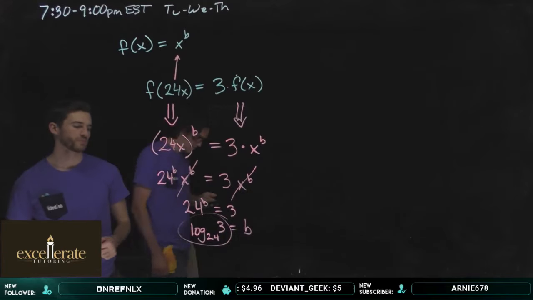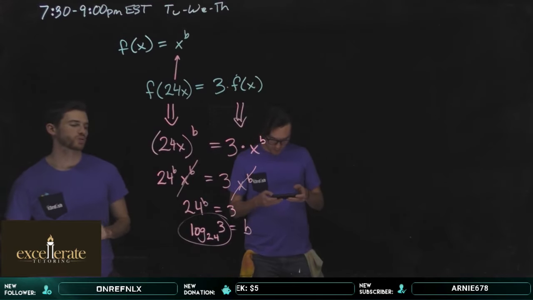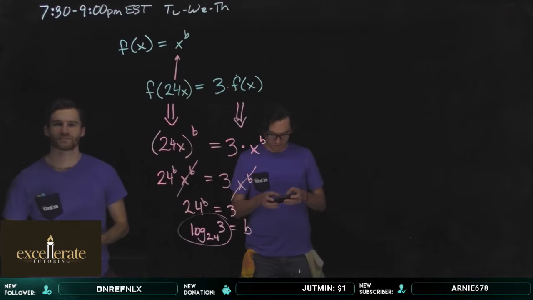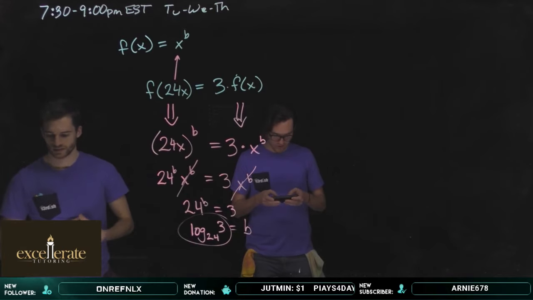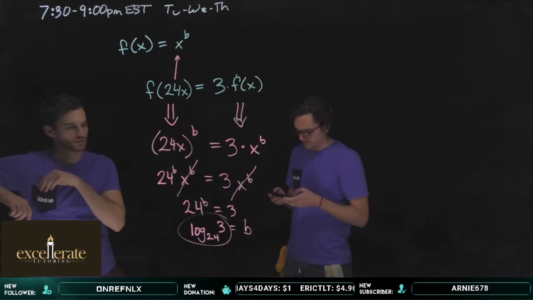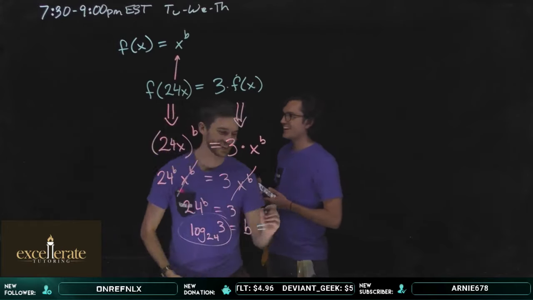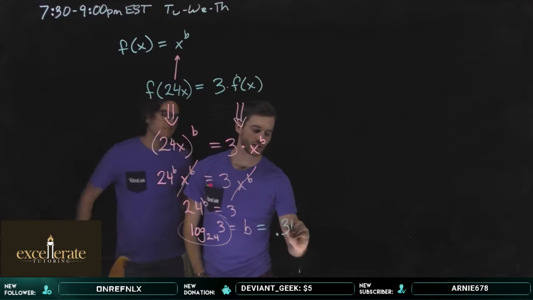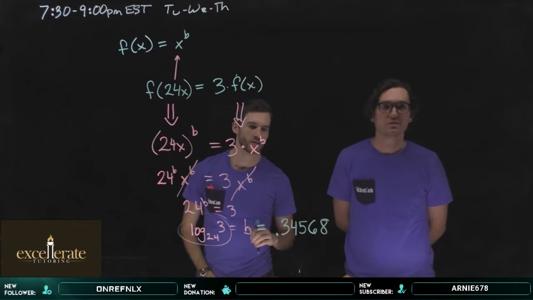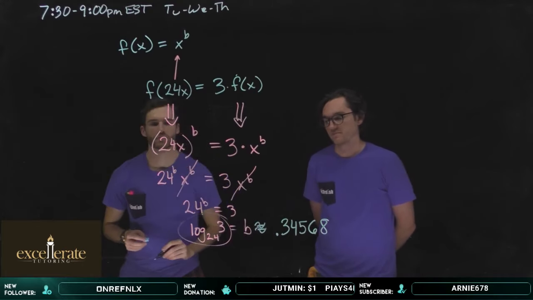It's less than half. I have no idea. I will do it now. Probably should have done that. Okay, log of 3 divided by log of 24 equals 0.3456, then 8. 0.3456. And then 8, which we want 7, but it's 8. Sad. So that is what b is roughly.